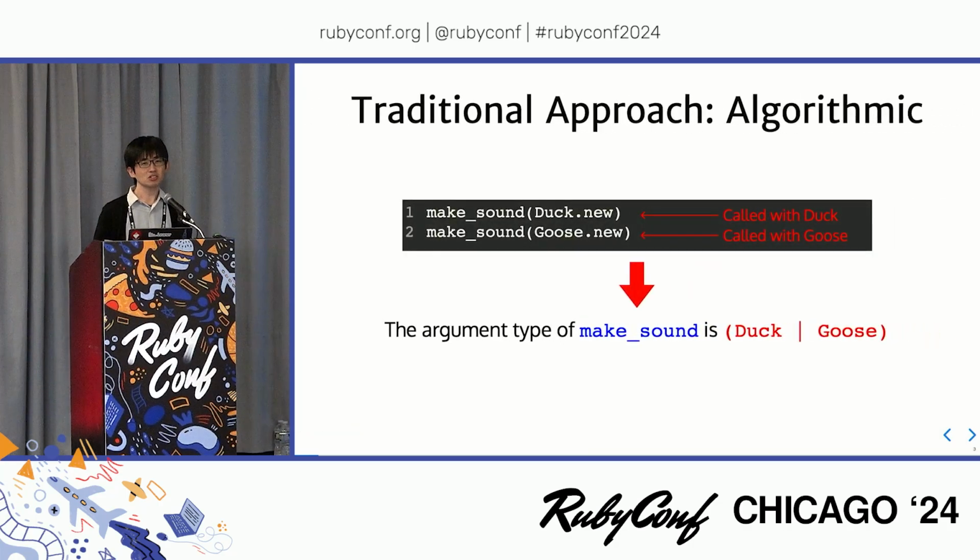The traditional method of type inference is algorithmic. I'll focus on data flow analysis here. It analyzes calls to the makeSound method and sees that it's called with both a Duck object and a Goose object. Therefore, it infers the argument type is a union of Duck and Goose. Logically, this makes perfect sense. But would you think the same way? Probably not.